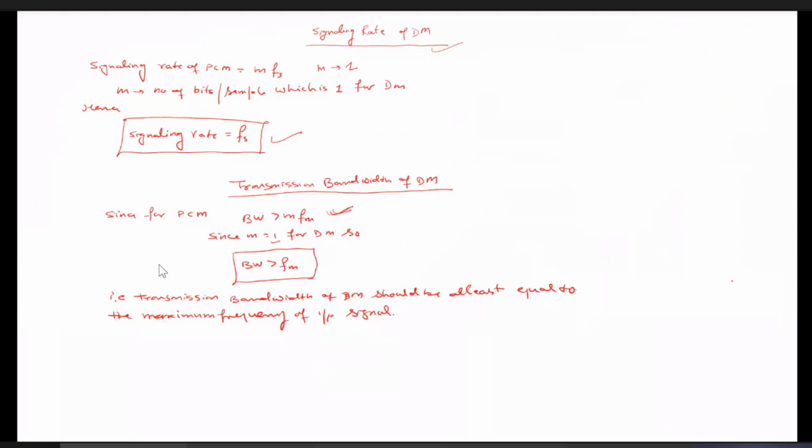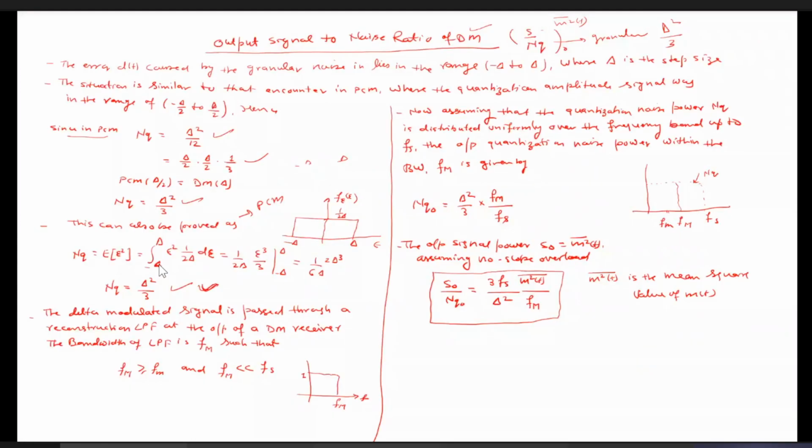So we can assume that the low pass filter cutoff frequency is F capital M, and we have assumed that this F_M is greater than the maximum frequency of the message signal. Because if the maximum frequency of our message signal lies somewhere here, then we need to take the low pass filter bandwidth slightly more than that, F small m.